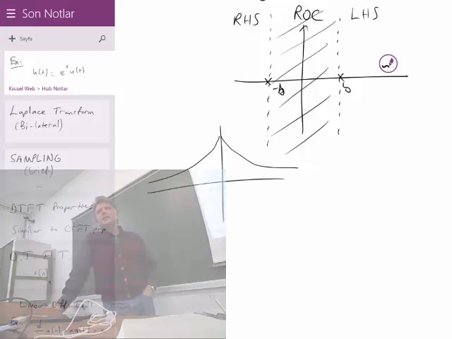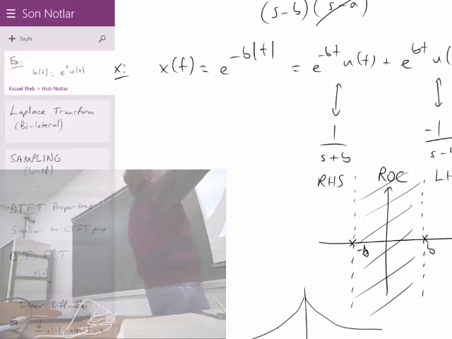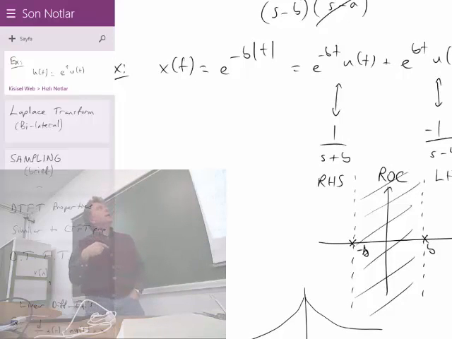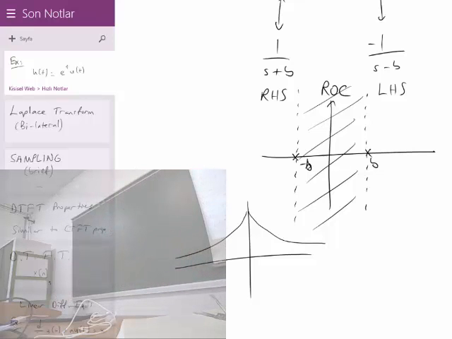What would happen if b is negative? If b is negative, e to the minus b absolute value of t will be e to a positive number times absolute value of t, which is a problem. It will grow on both sides. Then what will be the region of convergence? Then minus b will not be at the left side anymore because b is already negative. So minus b will be a positive number. It will be somewhere here, and b will be here. So to the right of minus b will be over there. To the left of b will be over there. What's the intersection? Nothing. It's an empty set.